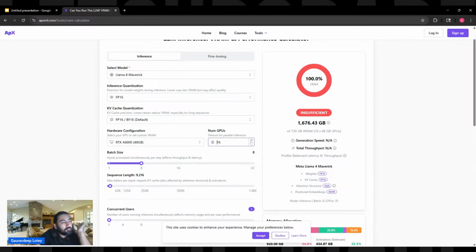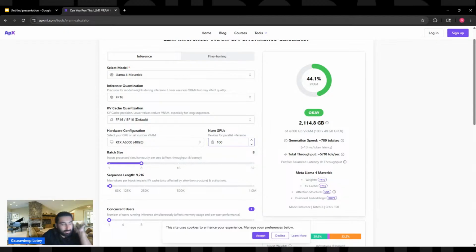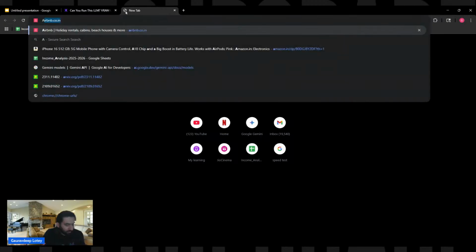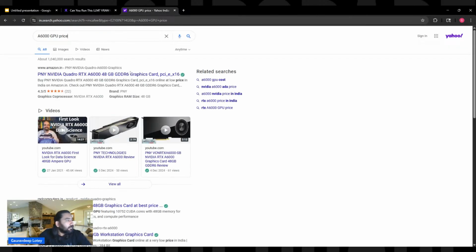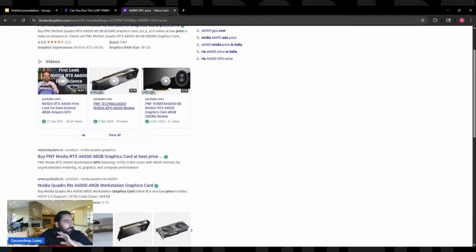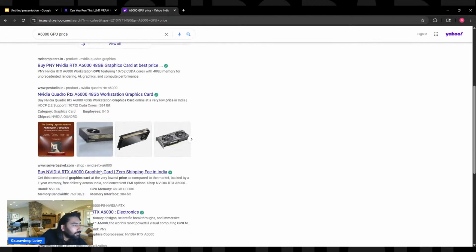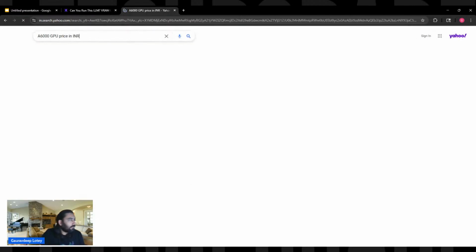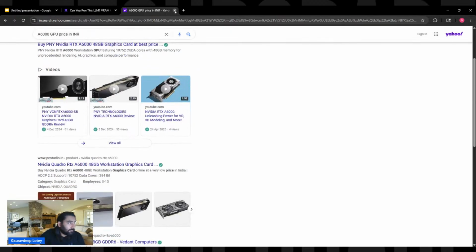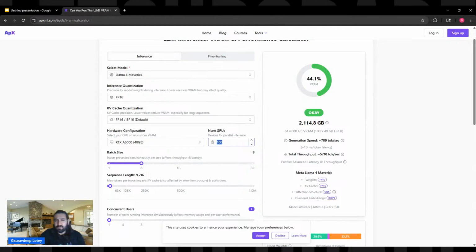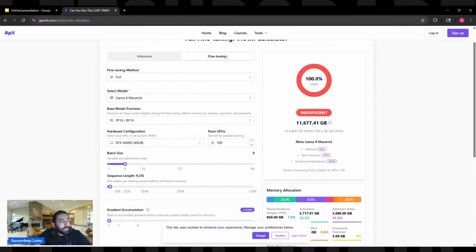Maybe if you add 100 of these here, then maybe it is possible. Now if you even look at the price of an A6000 GPU, you will realize that this is not at all cheap. I'm not getting the price, no problem, but you will be able to understand it. Price in INR could be 7, 8, 12x that budget, for one GPU. So understand how much investment is needed to just fine tune.